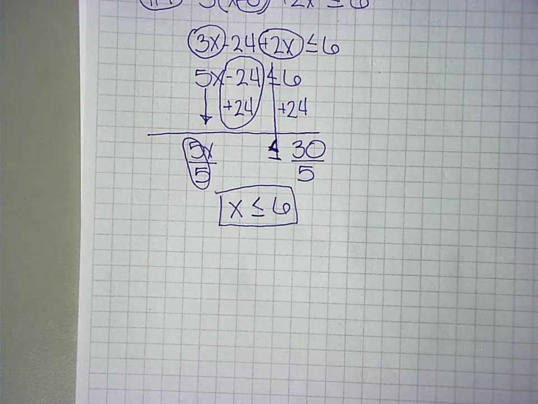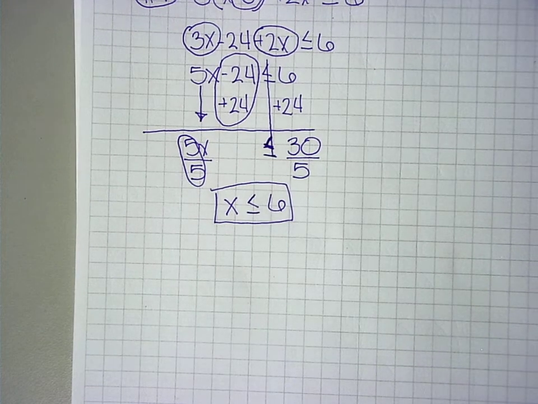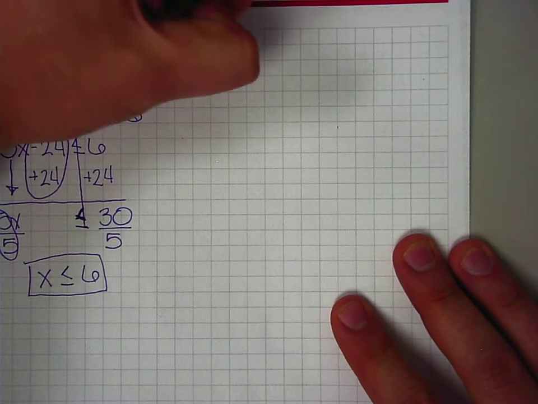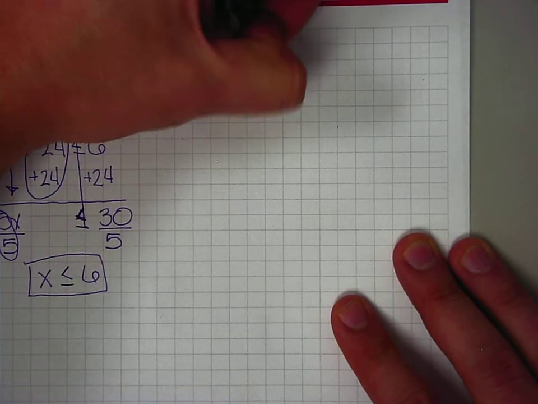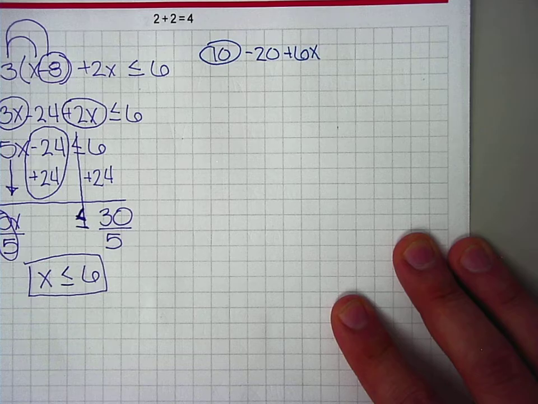So I will now continue on to number, whoops, I dropped my pen there, give me a second. Okay, I'll continue on now to number 10. So number 10, another inequality, it's negative 20 plus 6x is greater than 2x plus 12.